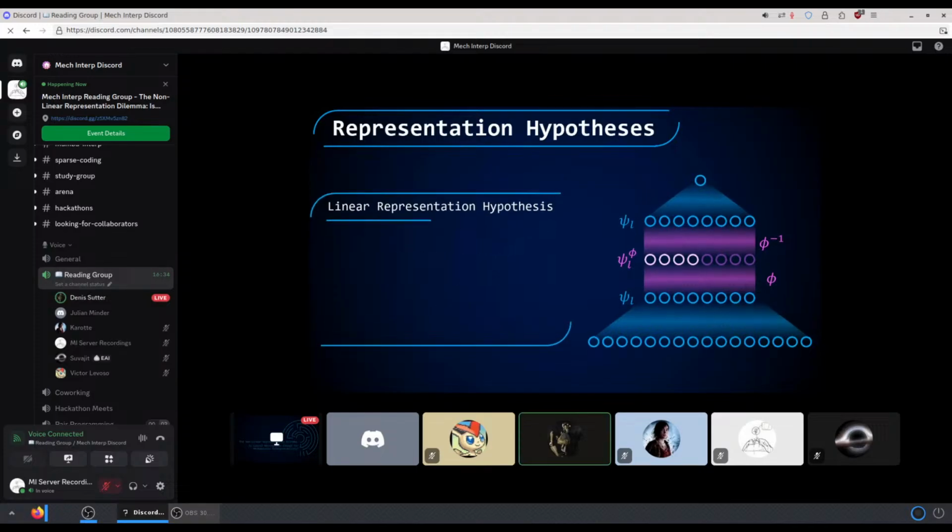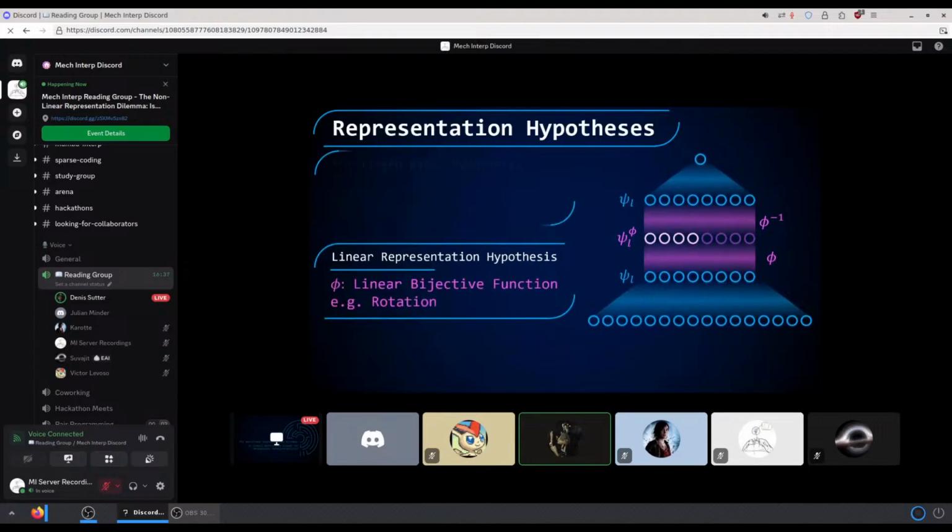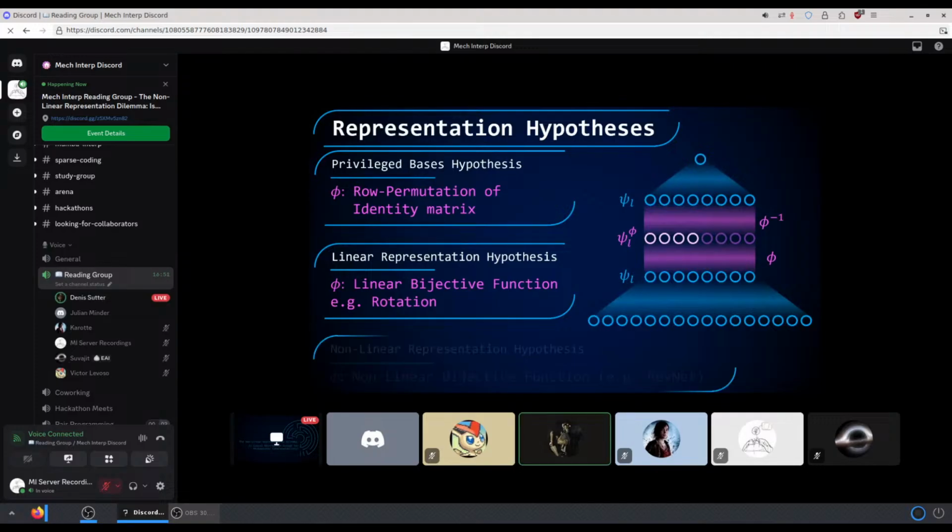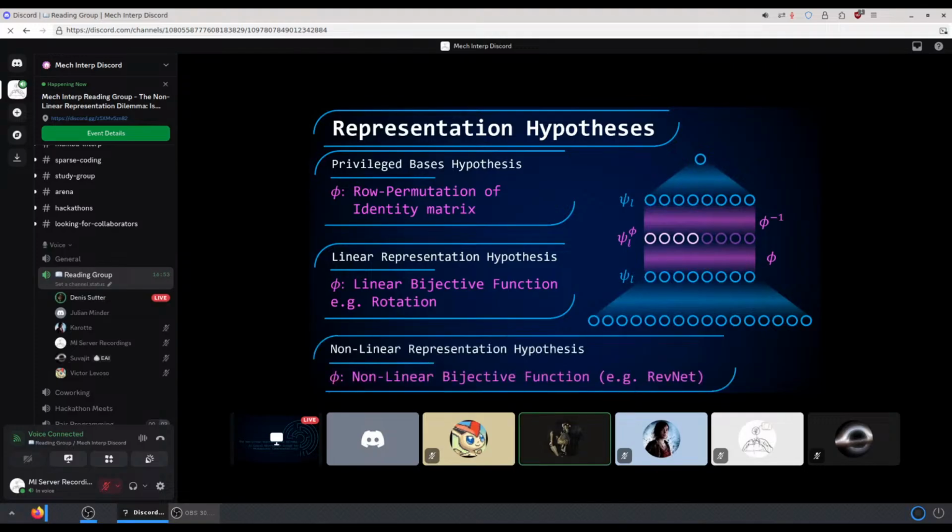Under the privileged basis hypothesis, the alignment map phi is a permutation of the identity matrix, which implies that individual neurons themselves can represent distinct concepts. In contrast, the linear representation hypothesis assumes that concepts are encoded within linear subspaces. For a nonlinear representation hypothesis, the alignment map phi is a reversible nonlinear function, such as a reversible neural network, for example, a RevNet, reflecting that there is no inherent reason to expect features to be linearly encoded.